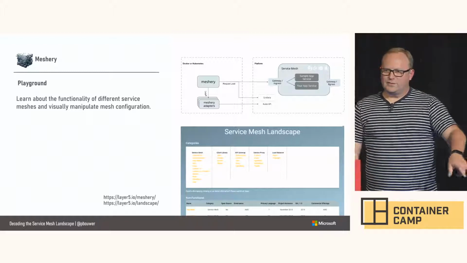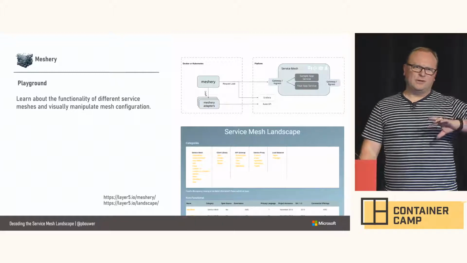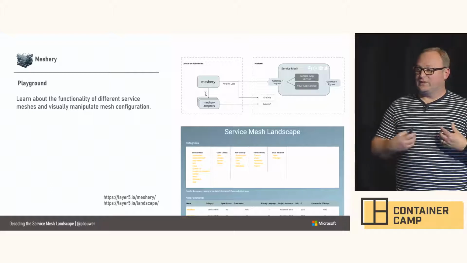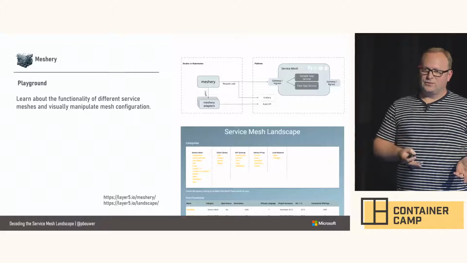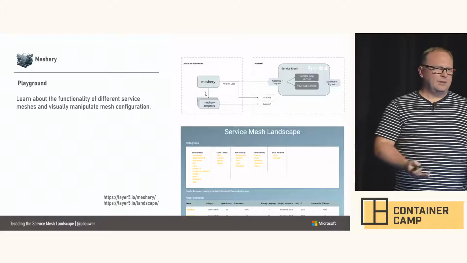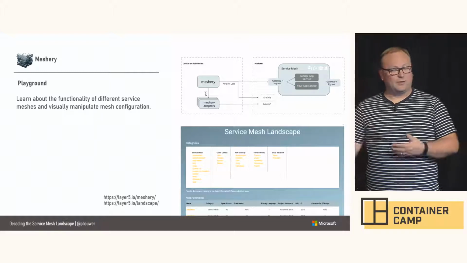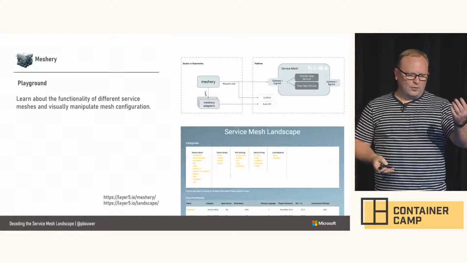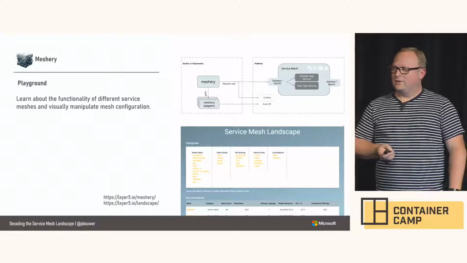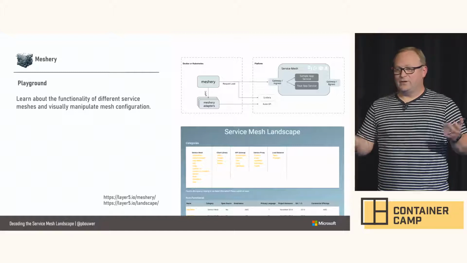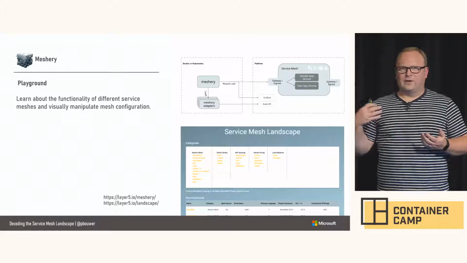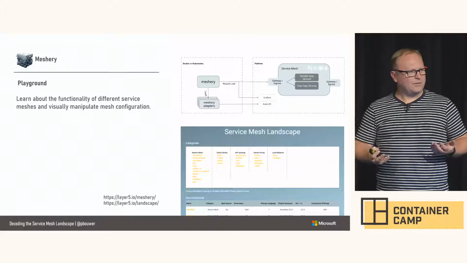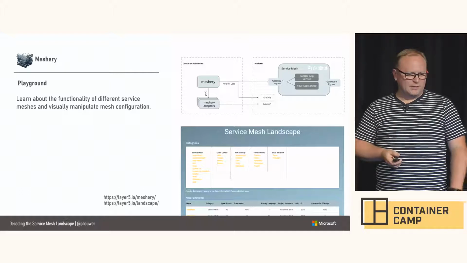I wanted to go back to Meshery. So Meshery, in addition to its benchmarking, also provides a playground. So this is also super cool. If you install Meshery in your cluster, you can say, I want to run Istio, or I want to run Linkerd. They've got a whole bunch of different providers, and that'll actually spin it up in your cluster, and you can play around. They have a lot of samples which you can auto-inject. So if you just want to play around with different meshes, it's a really cool example.